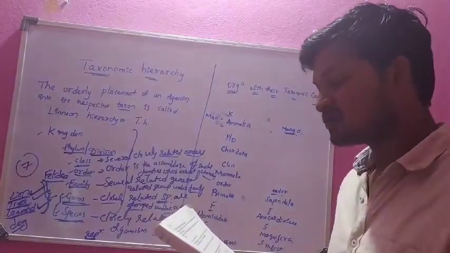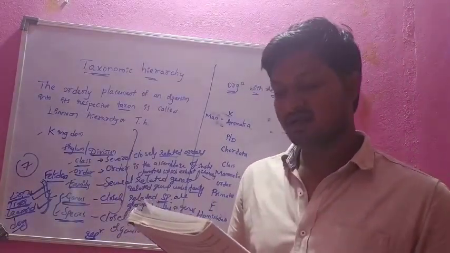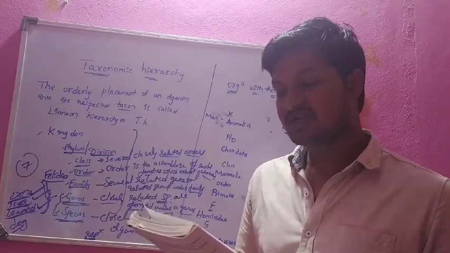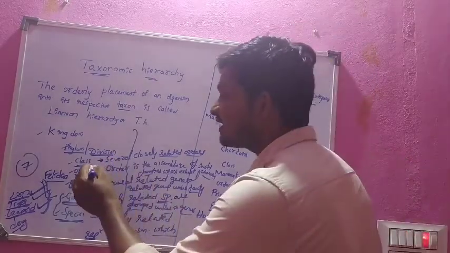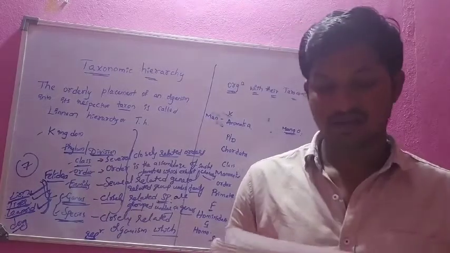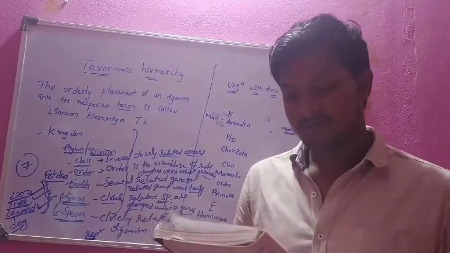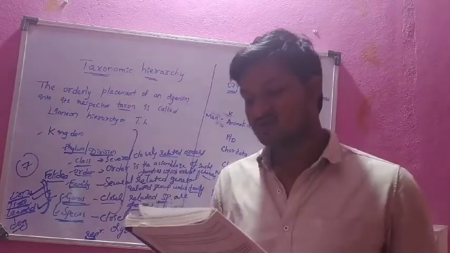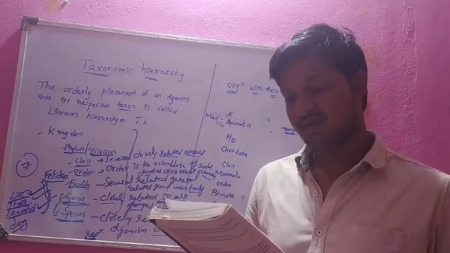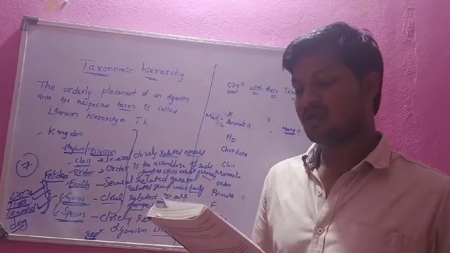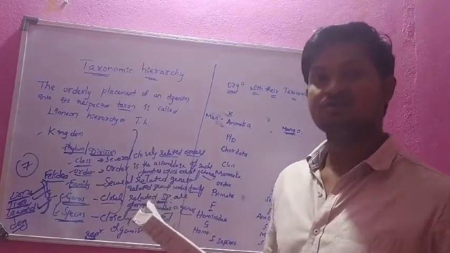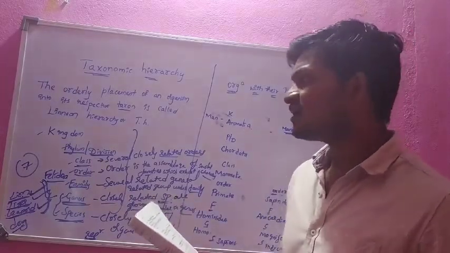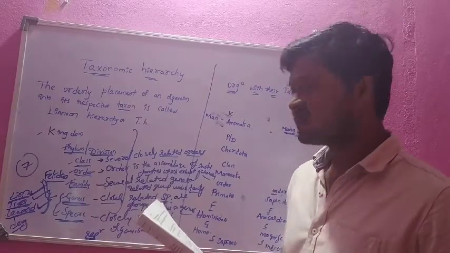In the case of animals, closely related classes are grouped under a phylum. In the case of plants, closely related classes are grouped under a division. Plants have one division, animals have one phylum. They are called a phylum or division.